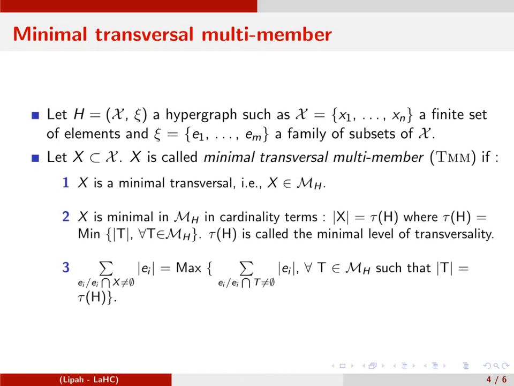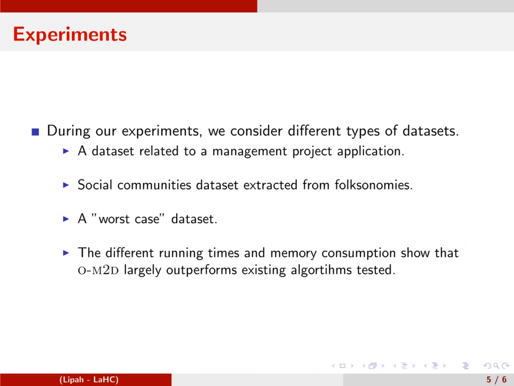A set of vertices X is a TMM if X fulfills 3 conditions. First, X must be a minimal transversal. Secondly, X's size must be as small as possible, and finally, X must maximize the recovery condition explained in more detail in the paper.